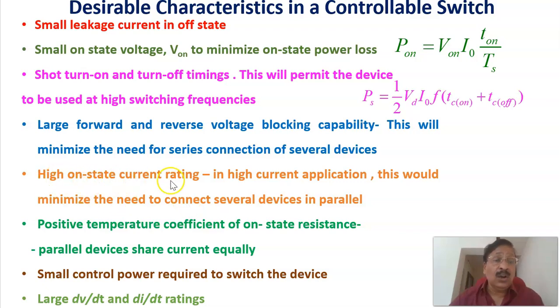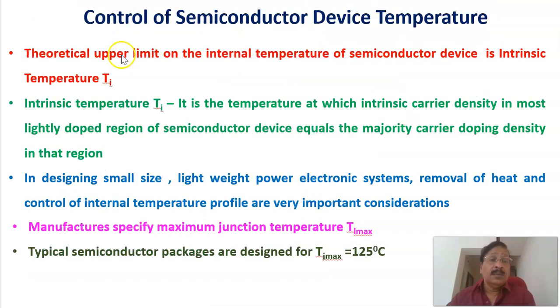Similarly, high on-state current ratings: in a high current application, this would minimize the need to connect several devices in parallel. A positive temperature coefficient of on-state resistance lets parallel devices share current equally. Small control power should be required to switch the devices, and large dV by dt as well as dI by dt ratings of the switch. Therefore, these are the desirable characteristics of a controllable switch.